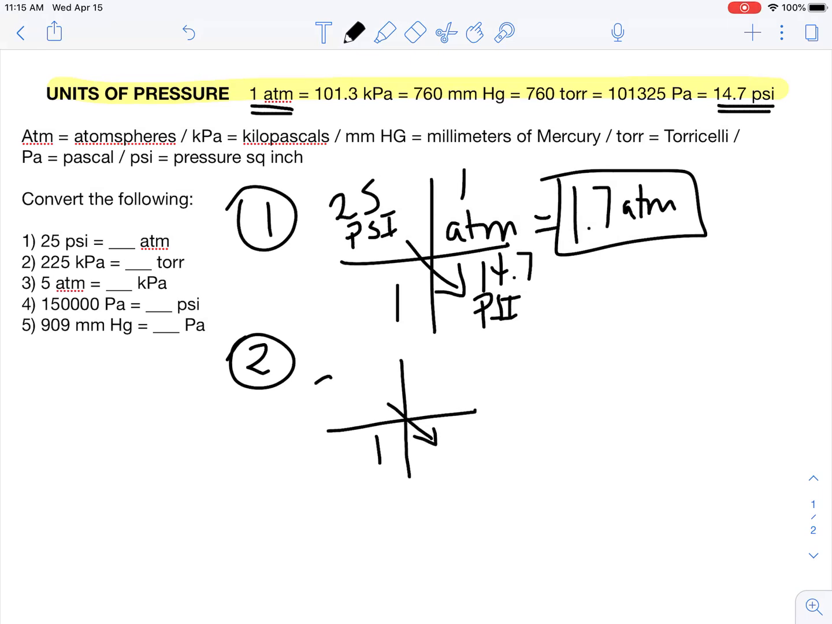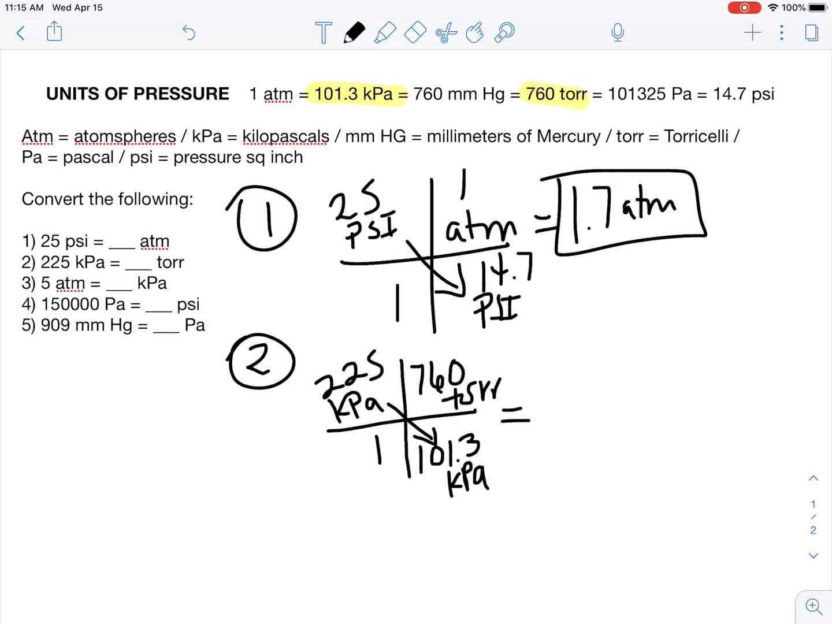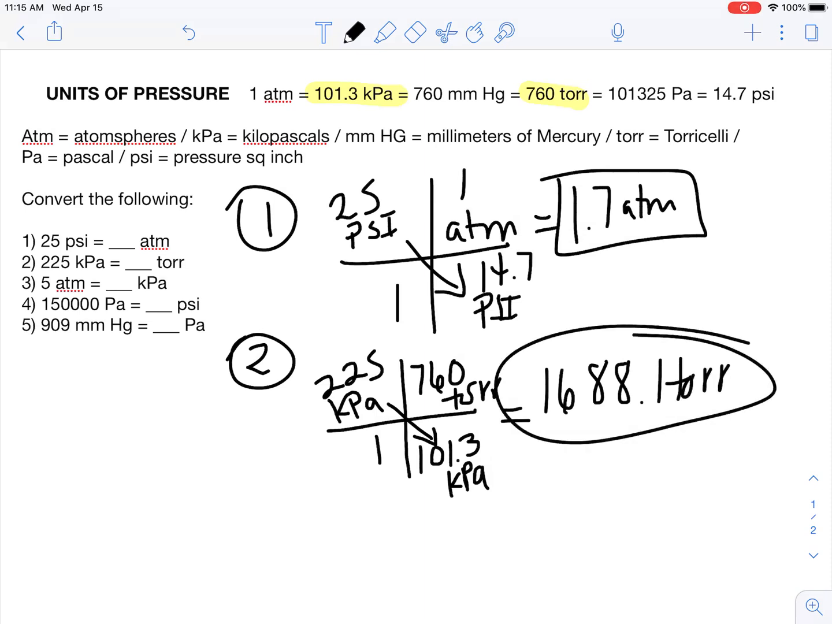For number 2, another T-chart. We're starting off with 225 kilopascals. And according to our units of pressure, kilopascals is this number right here, kPa. So we're going to use that 101.3. Remember, follow the arrow. And we're going to change that to torr. According to torr, we have 760. Remember, multiply across, divide down. So the first thing I'm going to do is multiply 225 times the 760, then divide that by 101.3, and we get a number of 1688.1 torr.